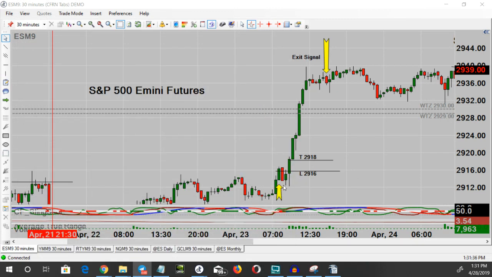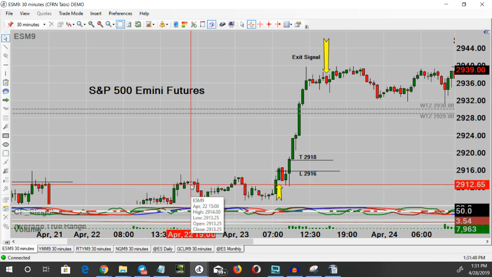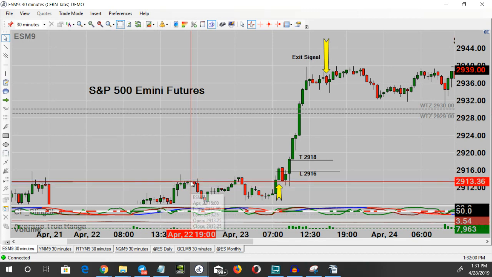Now, again, that went out at 7:15 p.m. So that's going to be 19:15. It's going to be like right here. See, on April the 22nd, this is the 1900 hour candle. This is when that alert first appeared in Telegram.